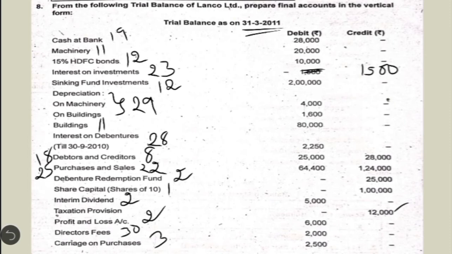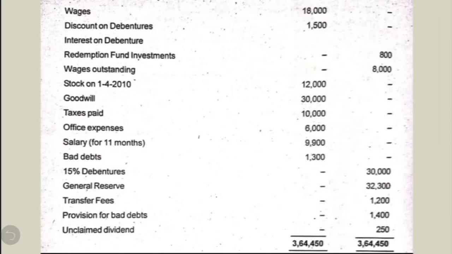Carriage on purchases, note number 30. The next one, wages, we have to show in note number 27, that is employee benefit expenses. Discount on debentures, we have to show in note number 21, so it is a fictitious asset, we have to show in other current assets, note number 21. Then interest on debenture redemption fund investment, so they have received the interest on the investment which is made out of the debenture redemption fund or sinking fund, so it should be added to the fund itself in note number 2.